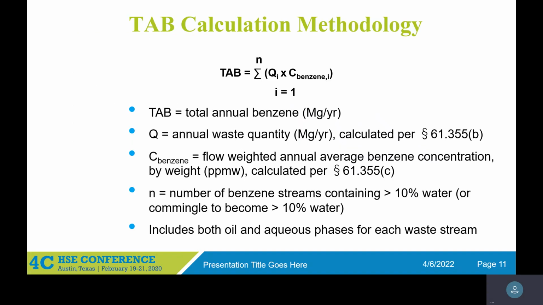All right. So here is how you calculate the TAB. Basically, it is the waste quantity in megagrams per year times the concentration of benzene of that specific stream. Now, if that specific stream has oil and water, you have to do the quantity of water times the concentration of benzene in the water, plus the quantity of oil times the concentration of benzene in the oil. Most streams have a bit of oil, 1%, 50%, something like that. Rarely would you find streams that are purely one-phase water.